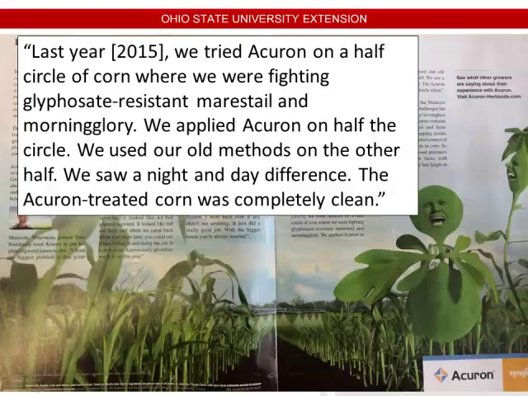Where they're fighting glyphosate-resistant mare's tail and morning glory. We can identify with that. How many of you guys have some mare's tail that you're struggling with in your fields? All right, us too. And so they applied Acuron on half the circle and not on the other half. We used old methods on the old half and Acuron on the other. And we saw a night and day difference on the Acuron treated corn. It was completely clean. So what kind of information do you guys think this is?